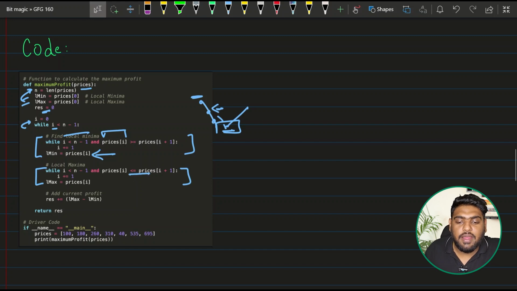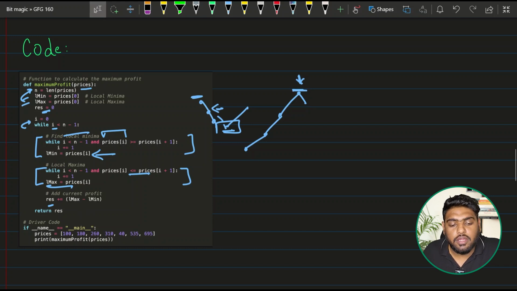I'll see till my values are increasing. That means I'm having an increasing slope, and till that point I'm going to keep on moving. The moment I see a dip, or you can say a decrease in value, at that point I'll stop. The ith value that I have is going to be the peak, and I'm going to record my local maxima there. Once the local maxima is recorded, I need to add the difference, or the profit booked, to the result. And this will go on till the end of the array.